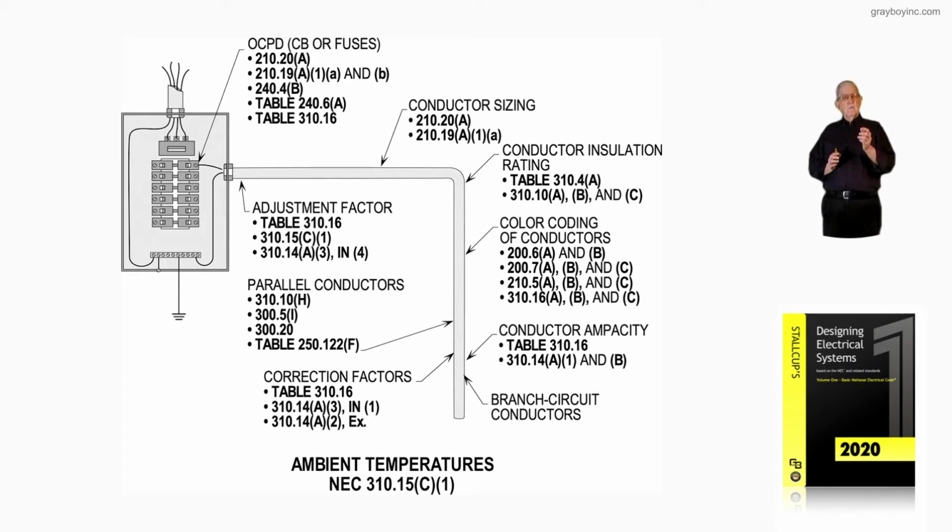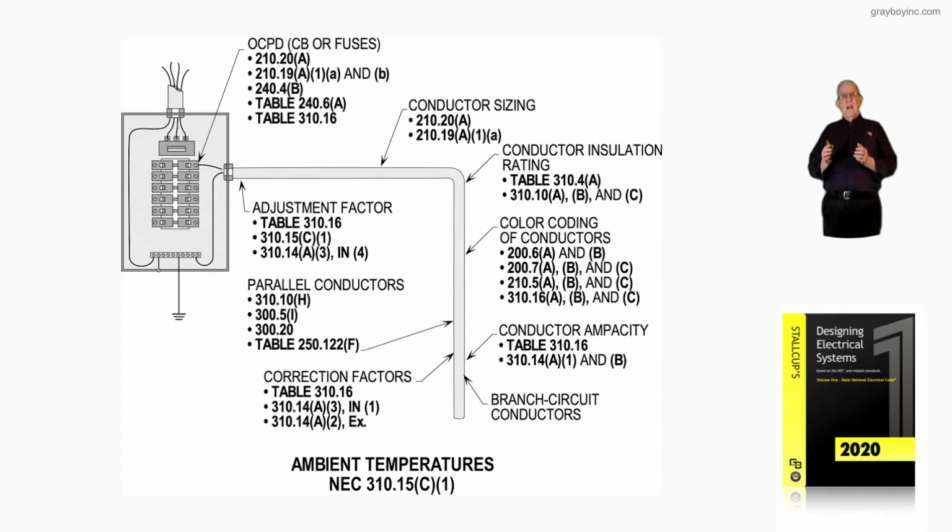So at the service equipment, you have your overcurrent protection, circuit breaker, or fuses. If it's a branch circuit, you're looking at 210.20(A) for the overcurrent device sizing, and 210.19(A)(1) and (B) to size the conductors to terminate to the overcurrent device. And 240.4(B), where you could round up if you wanted to. We go to 240.6(A), which would refer you to Table 240.6(A) to select your overcurrent device. And the selection of the conductors terminated there would be 310.16.